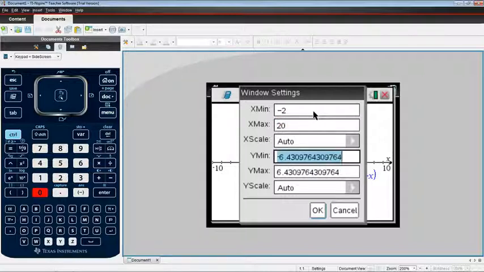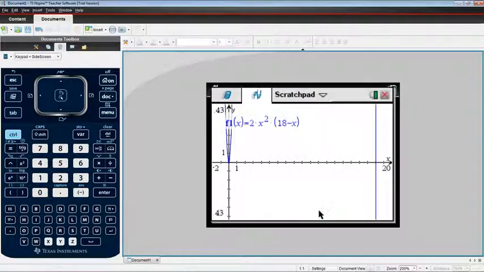Now, we're going to have some scale issues. We're going to have to play around with the window. Since we've already established that the domain has to go from 0 to 18, what I'm going to do is go over to the window, change my window settings. For the x-min, I'm going to go a little bit less than 0, so I'm going to set -2. For my x-max, I'm going to go a little bit past 18, so I'm going to say 20.